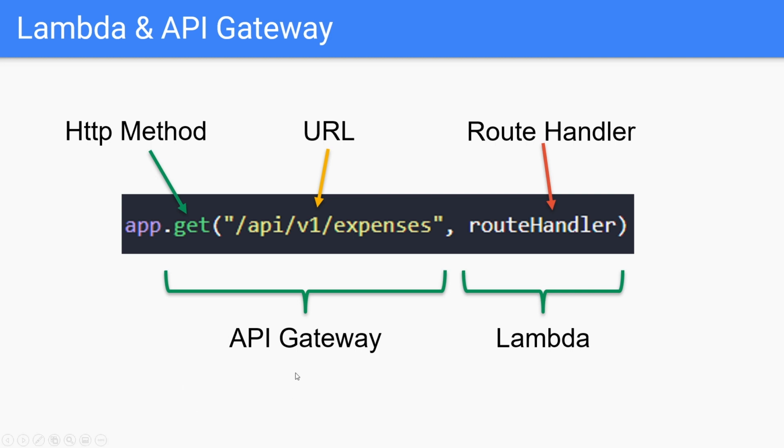So an API gateway within AWS is going to allow us to basically take an HTTP method and a specific URL, and we could say when we receive that specific HTTP method to this URL, I want you to send it to this Lambda function. So the API gateway is going to play the role of these two components right here. It's going to take a GET request and a URL, and then it's going to trigger a Lambda function, which is going to be the route handler. And it's really as simple as that.